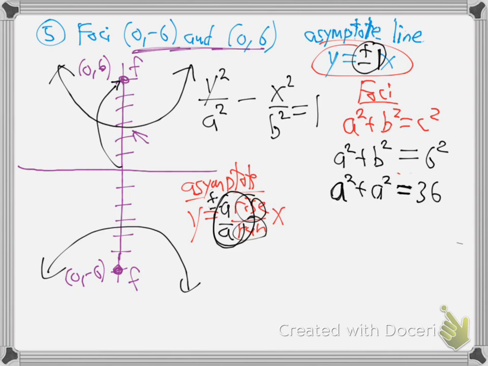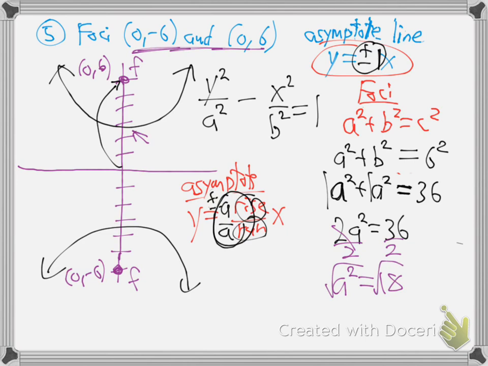A squared plus A squared? 2A squared. Remember like terms? 1A squared, 1A squared, 2A squared. Now what do we do? Divide by the 2. 18. Root it. What's the square root of 18? 3 root 2, because it's 9 times 2, root of 9 is 3. They just want the answer is 18. Yeah, I know. Good observation, Josh. I'm impressed. So let's take these back.